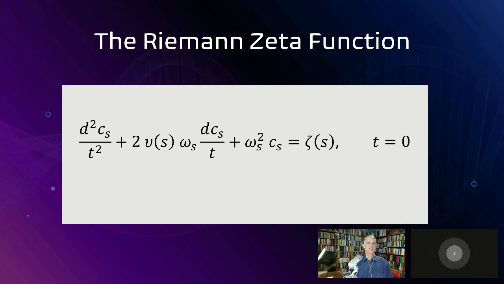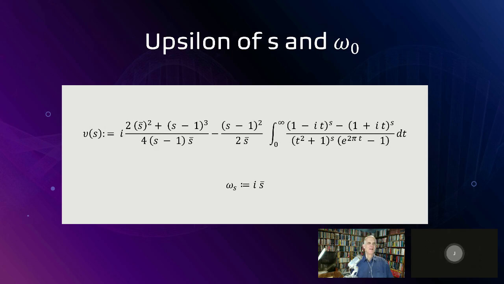There's supposed to be a D in the bottom. I don't have the D in the denominator, but just so you know, we'll try to notice them as we go. Okay, and then upsilon we have defined as this long expression. I said nu, and it should have been upsilon. That's okay, it looks almost identical. And then the omega sub s is just simply i times the imaginary part, the complex conjugate of s.